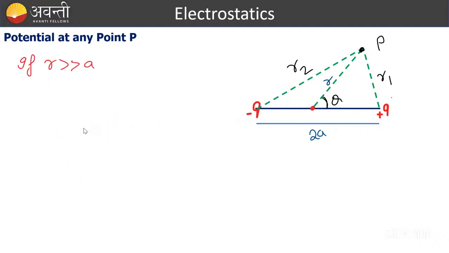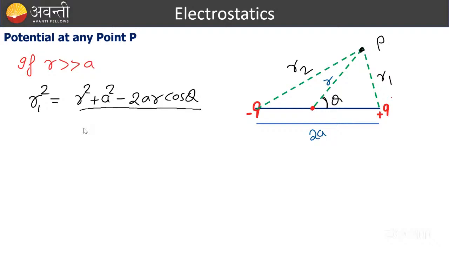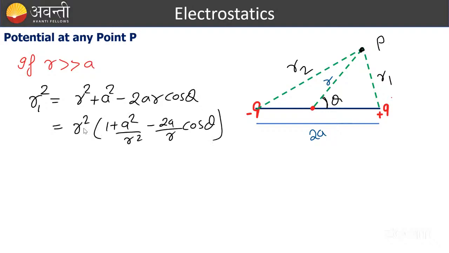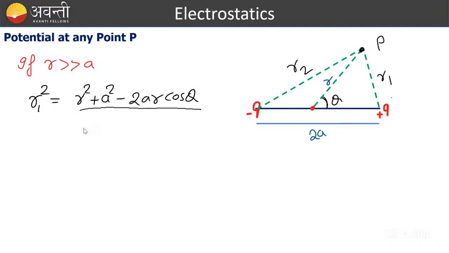अब चलो suppose कर लो R is far greater than A. Again we are going with the assumption. तो R1 स्क्वायर को हमने क्या लिखा है? ऐसा लिखा था, ठीक है. अब इसको मैं सॉल्व करती जाऊंगी. R स्क्वायर को कॉमन ले लो, ठीक है. यहां से क्या करो? R स्क्वायर को कॉमन ले लो. सो यहाँ 1 बचेगा. दिस इज A स्क्वायर बाय R स्क्वायर. दिस इज माइनस 2A बाय R cos थीटा.